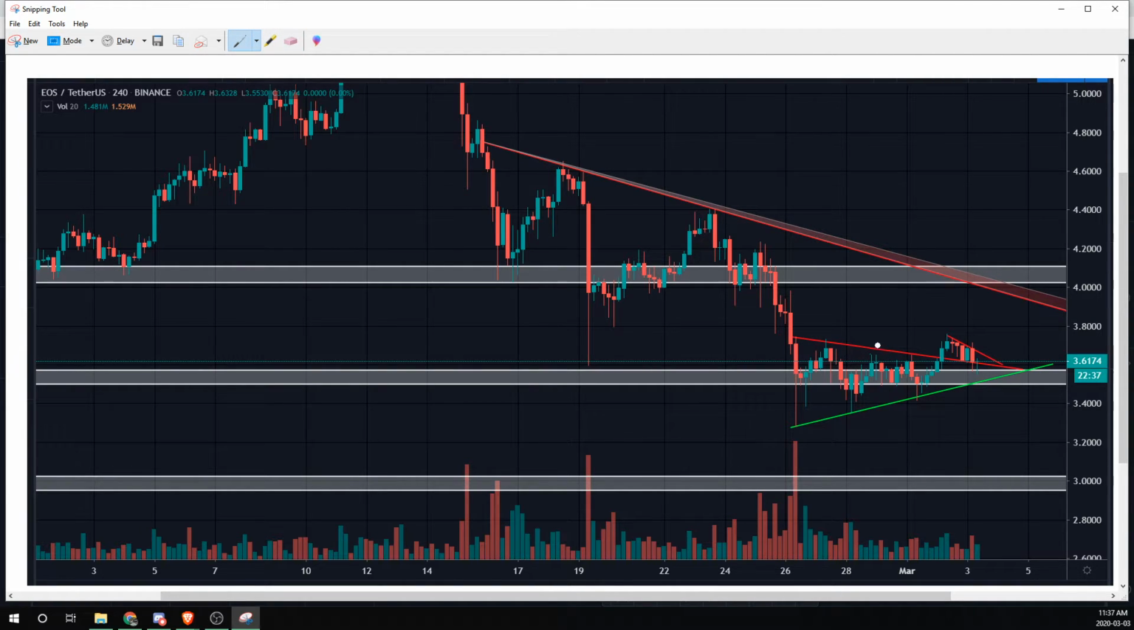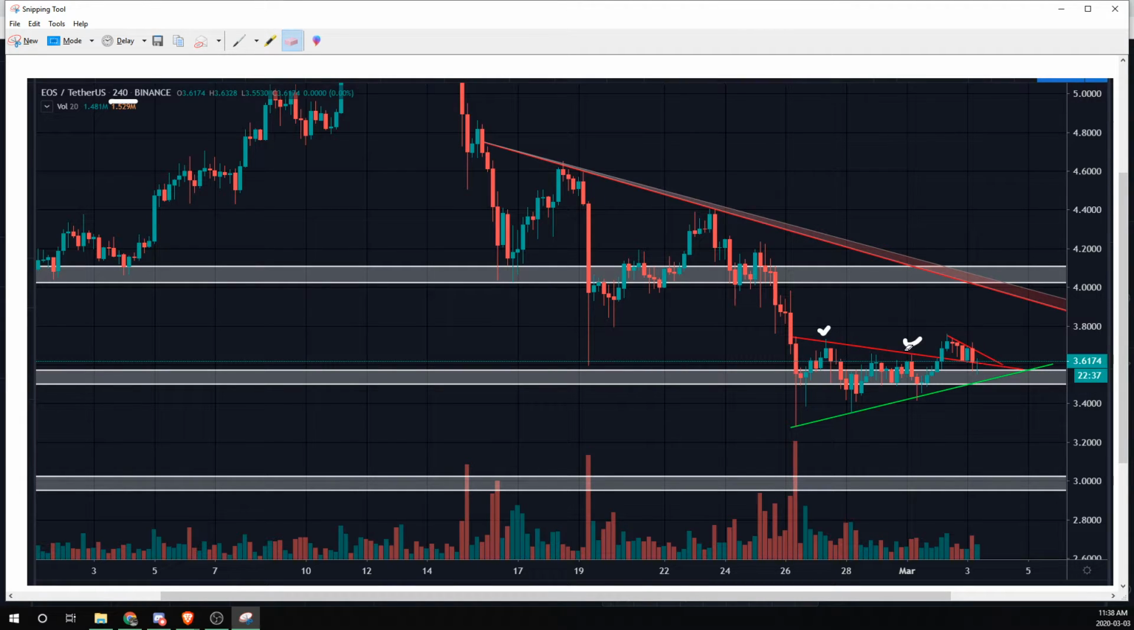We got to break above our descending resistance right here. We got to break above candle closures on the 4-hour chart, which is significant. We're pulling back, and now we're getting a squeeze, creating a wedge in the price action, holding a descending resistance, descending support, and the apex is right in the middle there. So we're getting a squeeze.